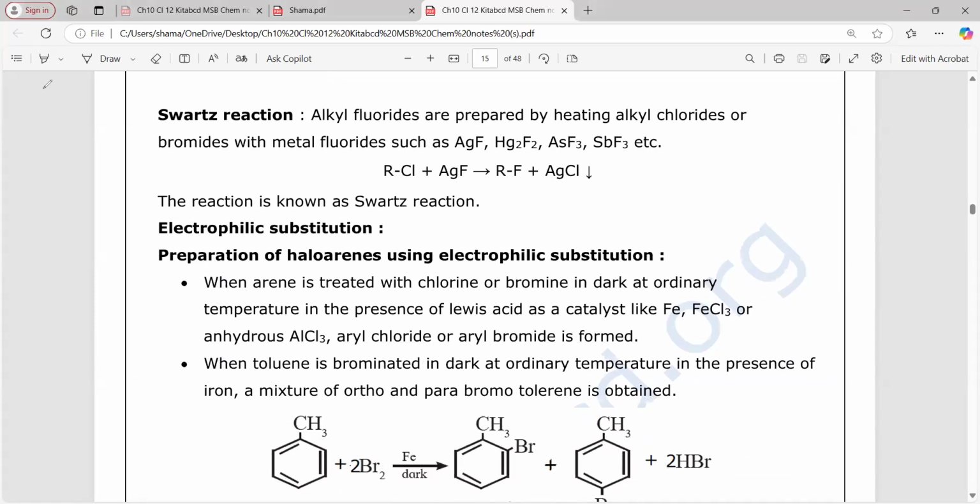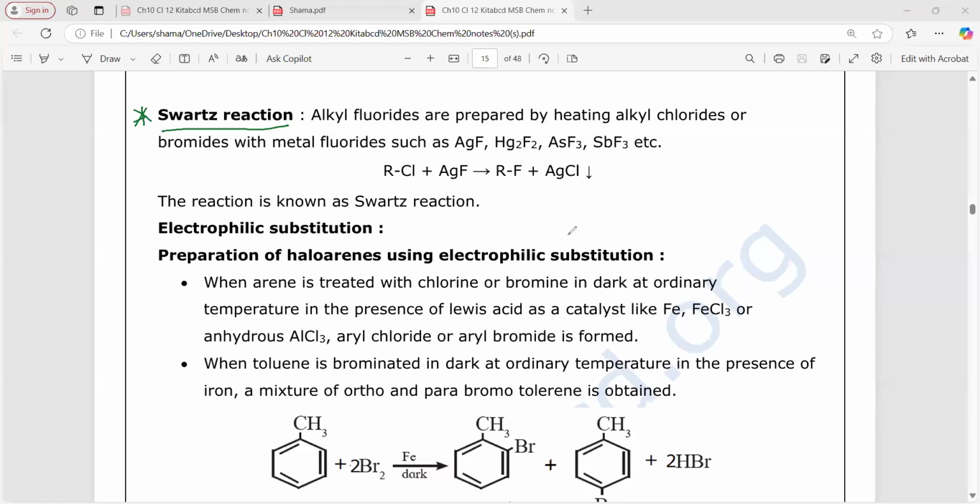It's a corrosive reaction, correct? Yes, ma'am. Yes or no? Yes. So for the fluorination, we are going to go for another name reaction. That is the Swarts reaction.